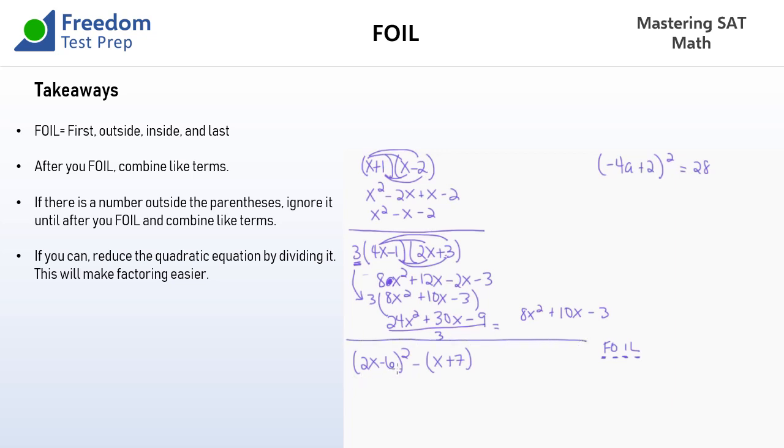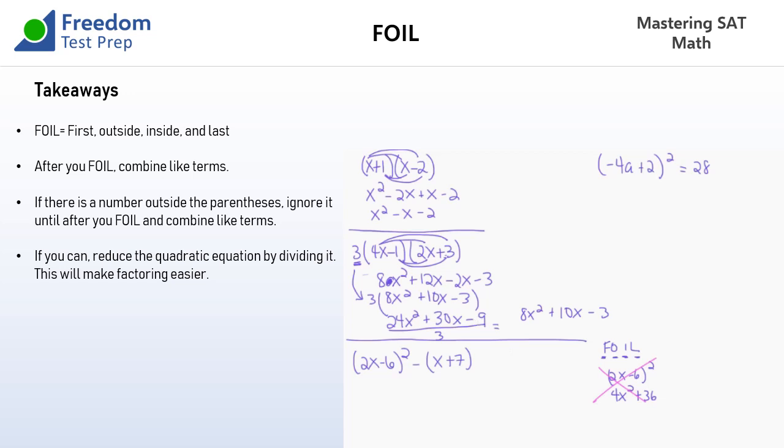Now, we've got this third problem. Some of my students make this mistake of saying, I'm going to do it over here, that 2x minus 6 squared is simply 2x squared, which would be 4x squared, and -6 squared, which is going to be 36. Now, you cannot do this. This is not right. Right?